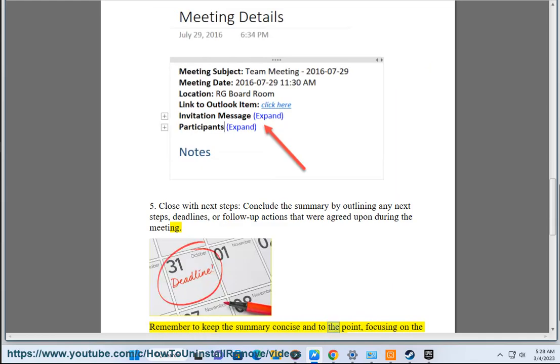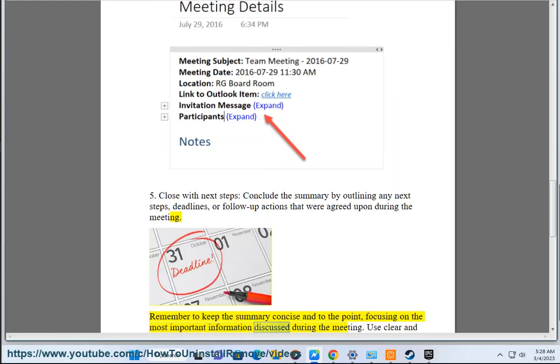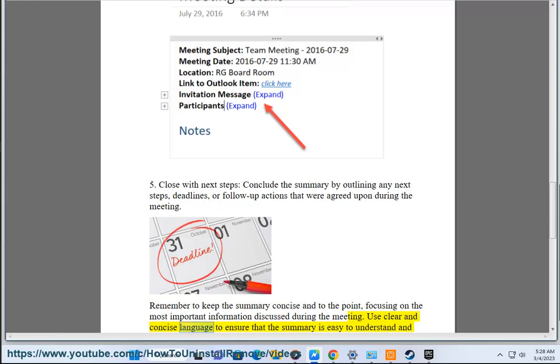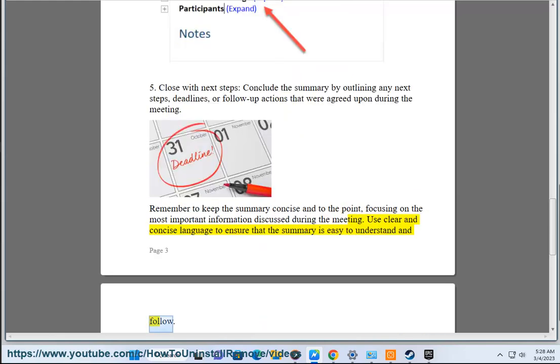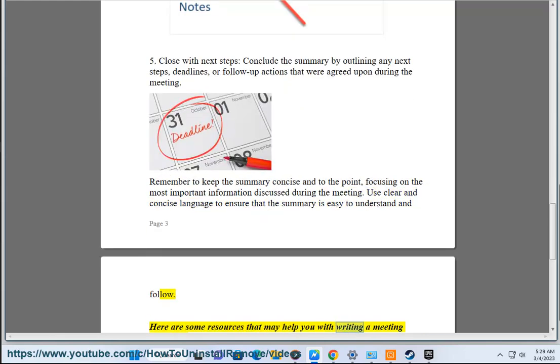Remember to keep the summary concise and to the point, focusing on the most important information discussed during the meeting. Use clear and concise language to ensure that the summary is easy to understand and follow. Here are some resources that may help you with writing a meeting summary.